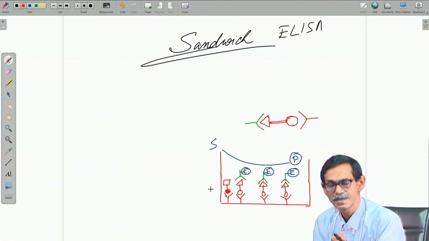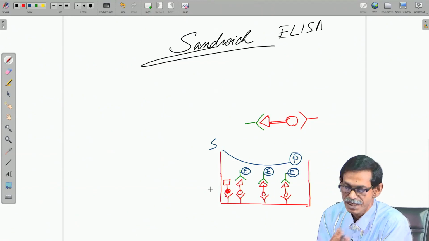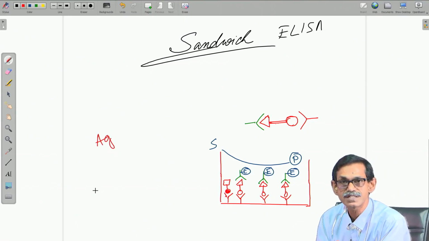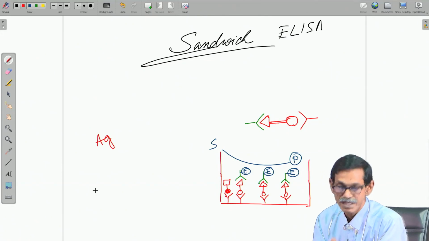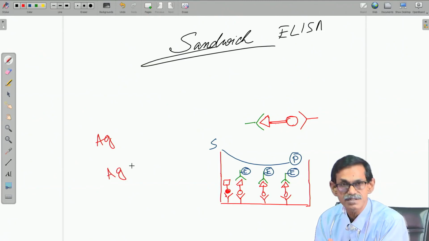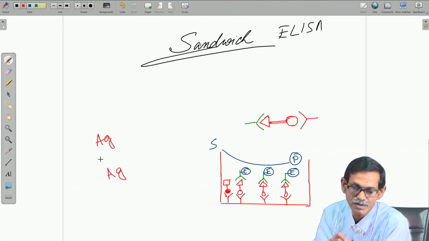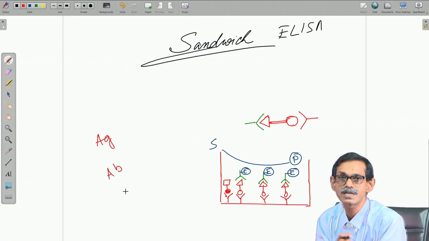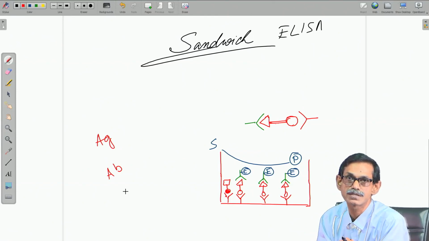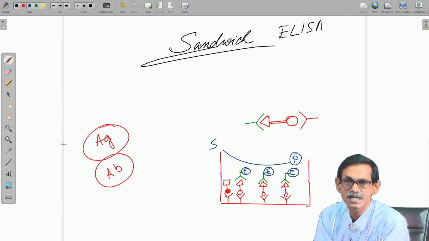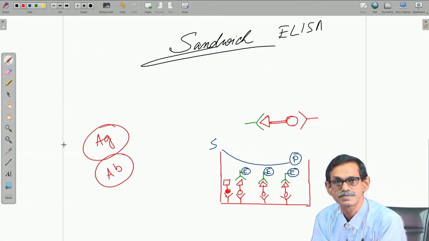Is that clear? So this is ELISA, but what can we do here? We can measure antigen concentration, we can detect antigen in a given solution, we can measure antibody concentration in a given solution, or we can detect whether antibody is present in a given solution or not. So this is actually what we call ELISA.